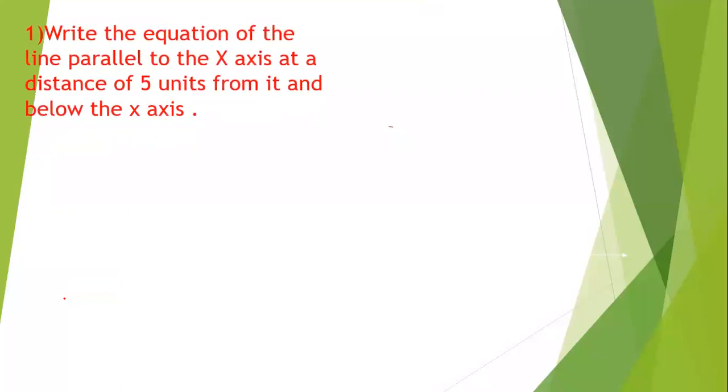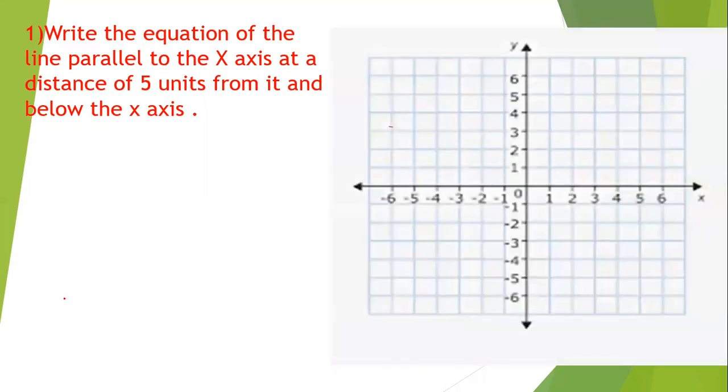Write the equation of the line parallel to the x-axis at a distance of 5 units from it and below the x-axis. This is a similar sum to what we did just now. So for this, again, we will take the help of a graph paper. On the graph paper, we will draw the x-axis, the y-axis, and then mark the origin. Now, let's begin with the sum.